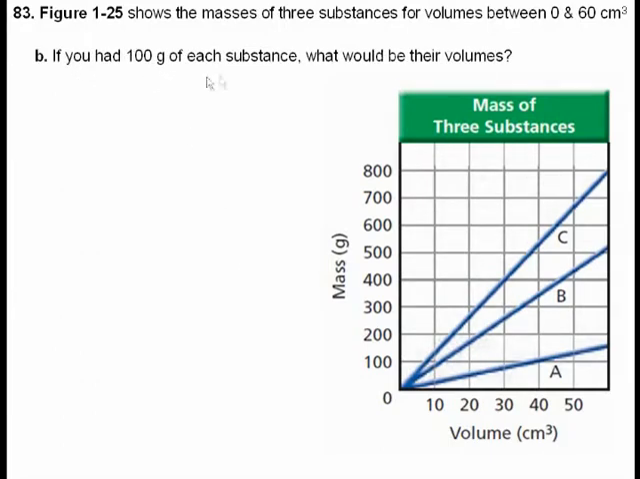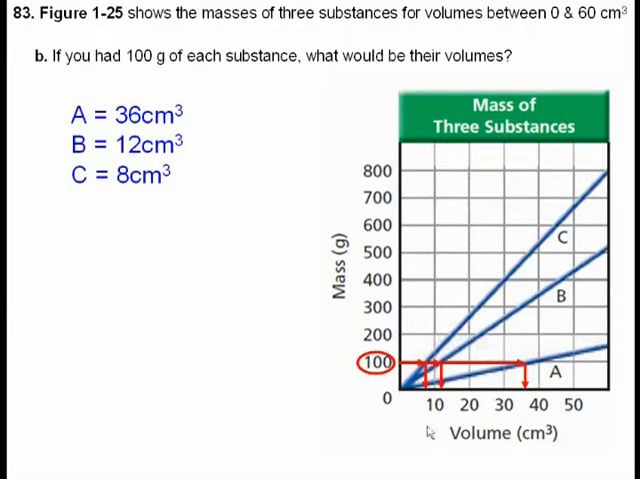Alright, let's say we have 100 grams of each substance. Let's find the volume. So this time we're going to start on the y-axis at 100, and we're going to read all 3 numbers. Again, this is interpolating because we're inside the graph. But down here, letter A is over on the right this time, so it's a little bit more than halfway, so I'm going to say 36, maybe 37 cubic centimeters. This one's close to 10, so I'll call it 12. This one's close to 10, I'll call it 8. And then again, these are all 1 significant digit, so I'm going to have to round the 36 up to 40 and round the 12 down to 10.